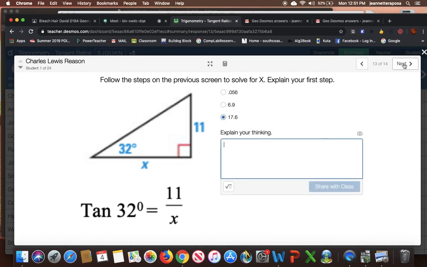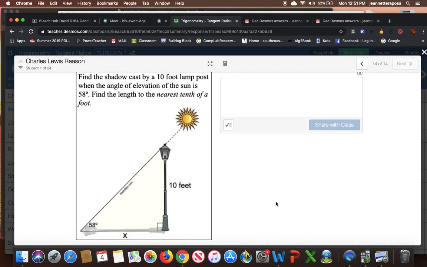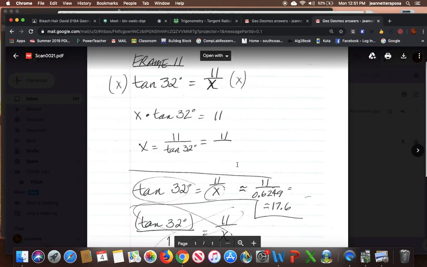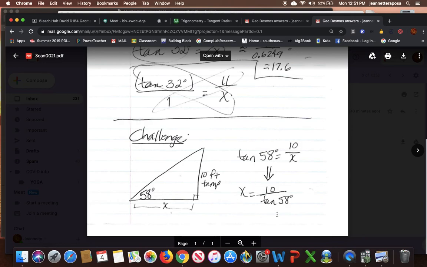Okay, and on the last screen, you should have that the tangent of 58 degrees is equal to the opposite, 10, over the adjacent, x. So the tangent of 58 degrees is 10 divided by x, so that's what you should get for the challenge question. They just wanted you to write an equation.